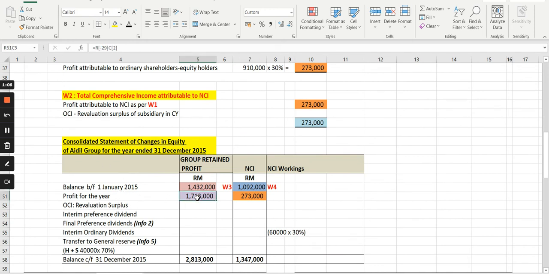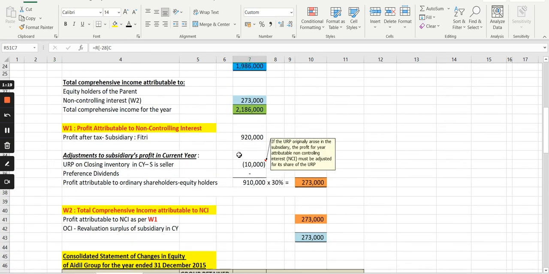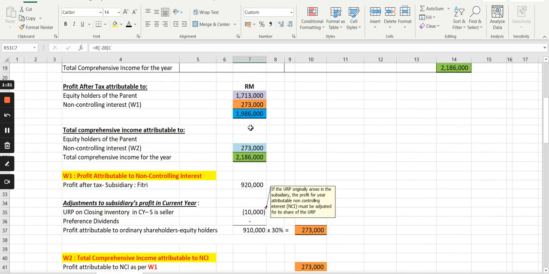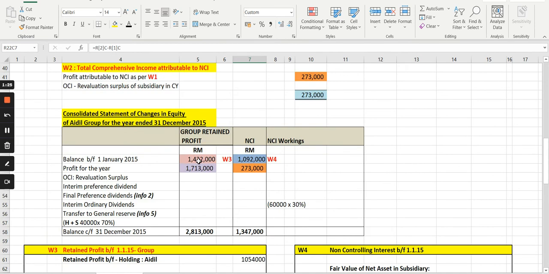So put the figure for the parent equity shareholder here and put the non-controlling interest share of the profit for the year in the non-controlling interest section. So that was directly from the calculation here that you have done. Next, go and find out what is the balance brought forward available in the group retained profit.